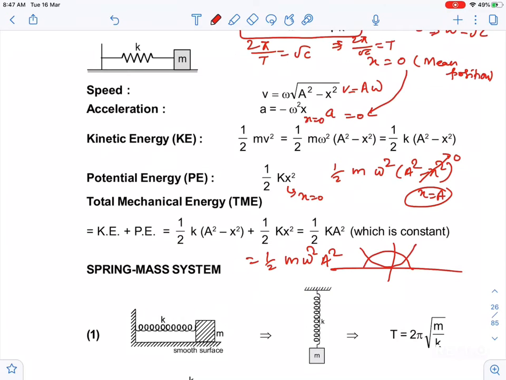So they have asked graphs in JEE. This graph they have asked, guys. The relation between kinetic energy and potential energy graph they have asked in JEE.